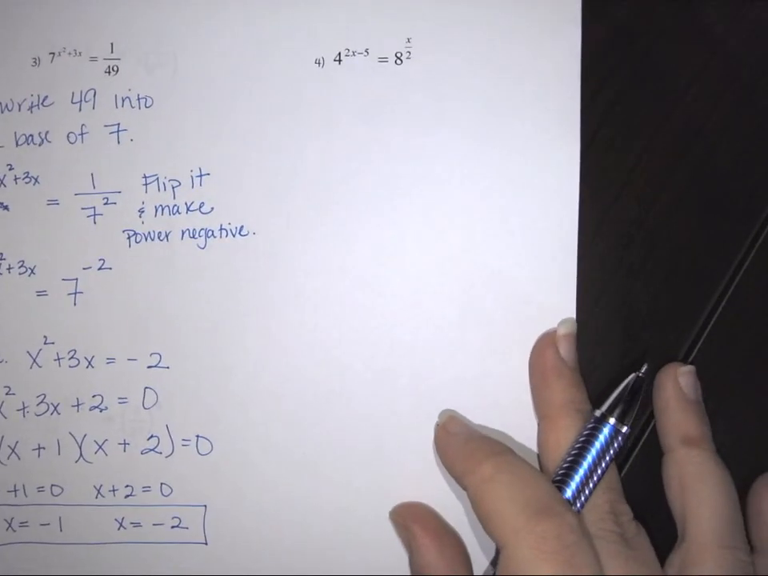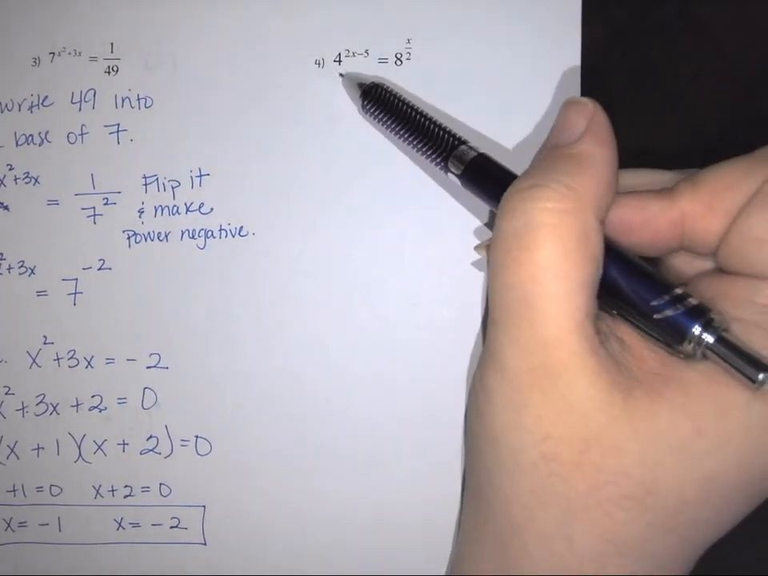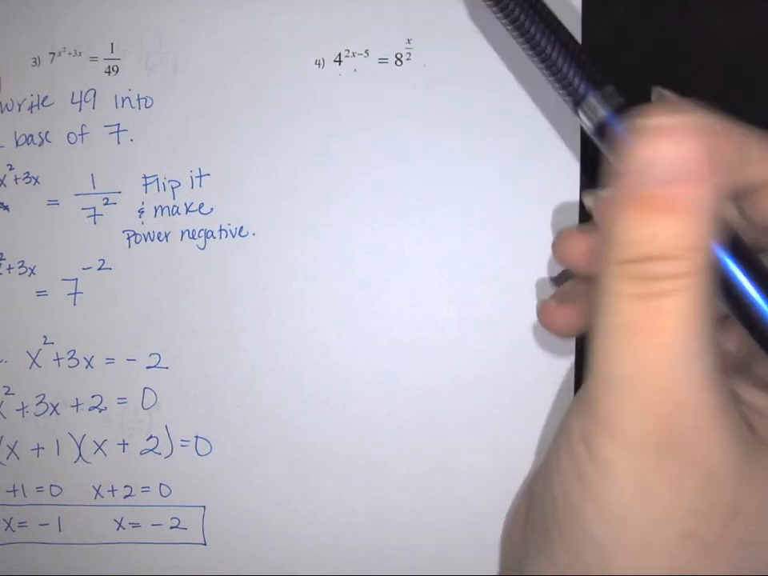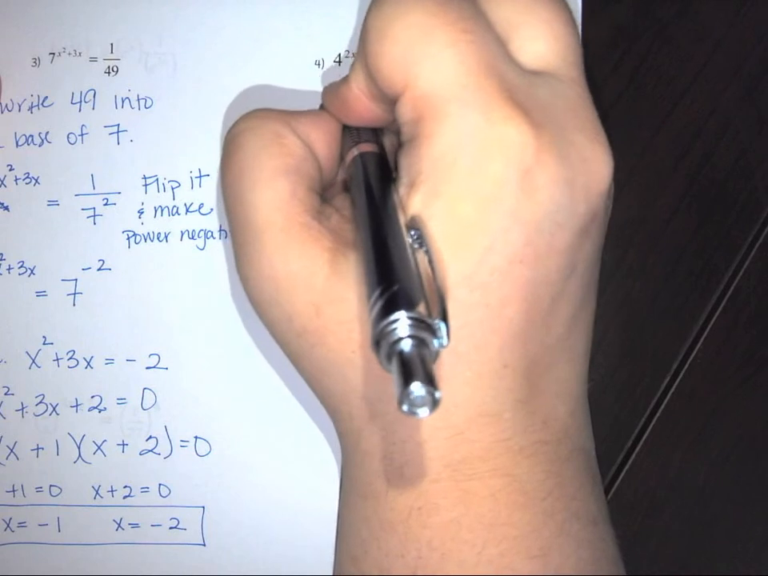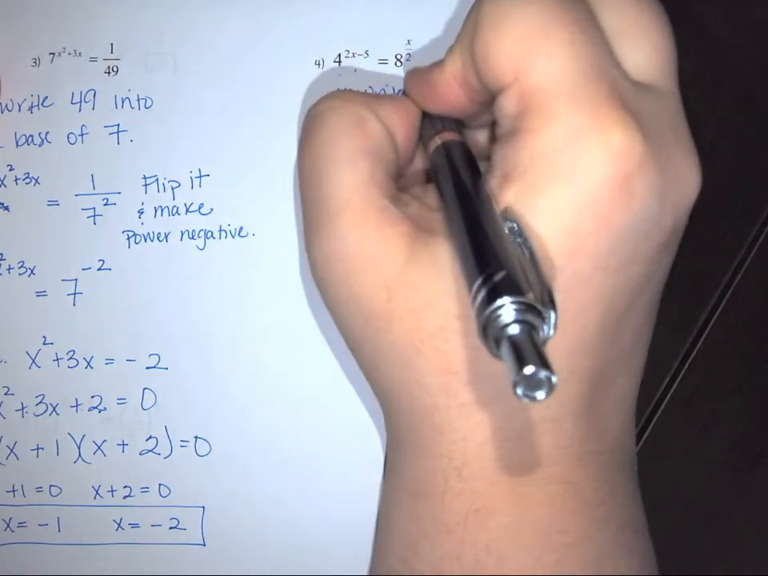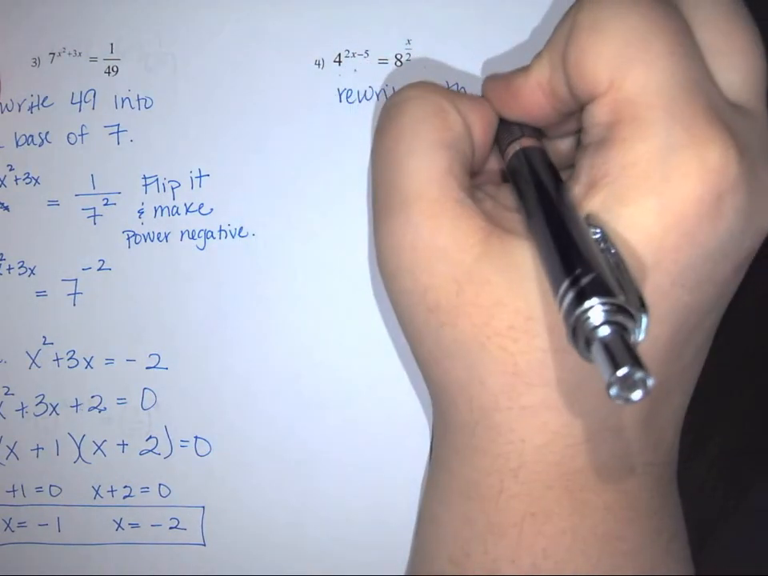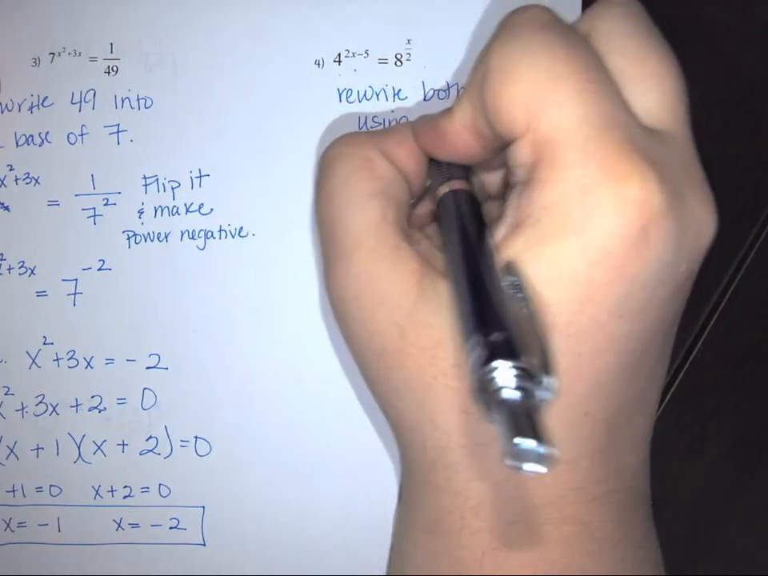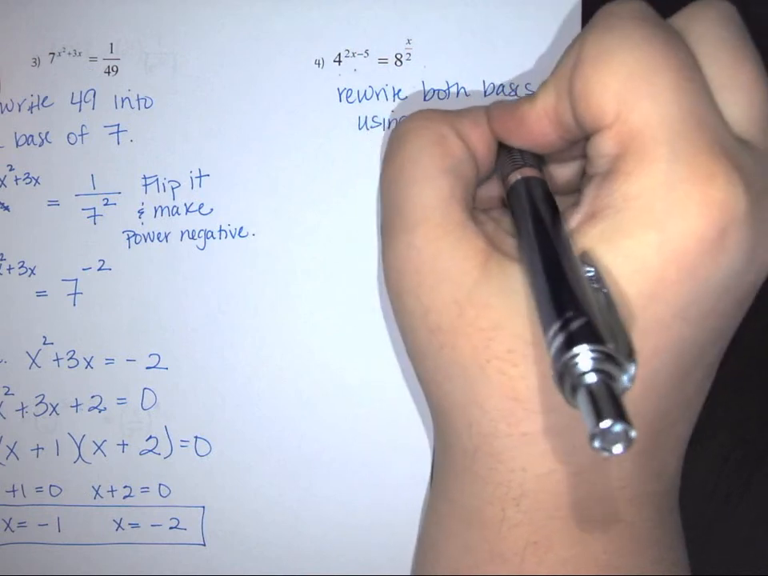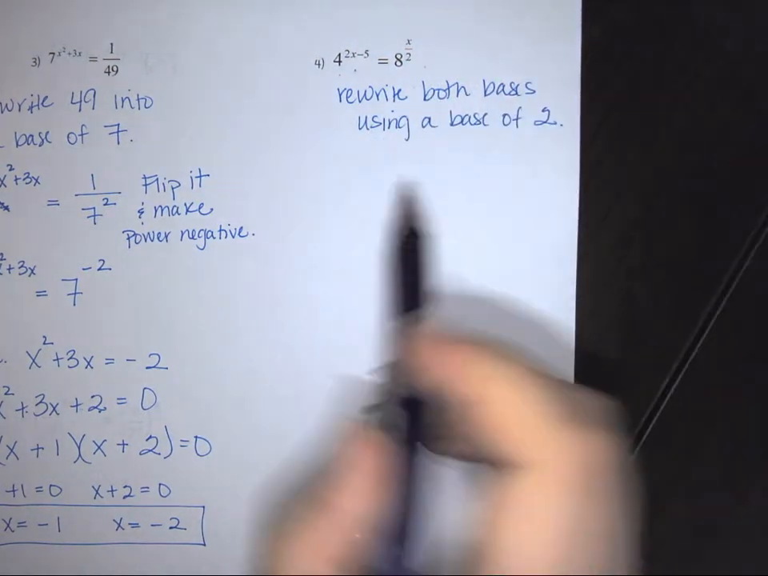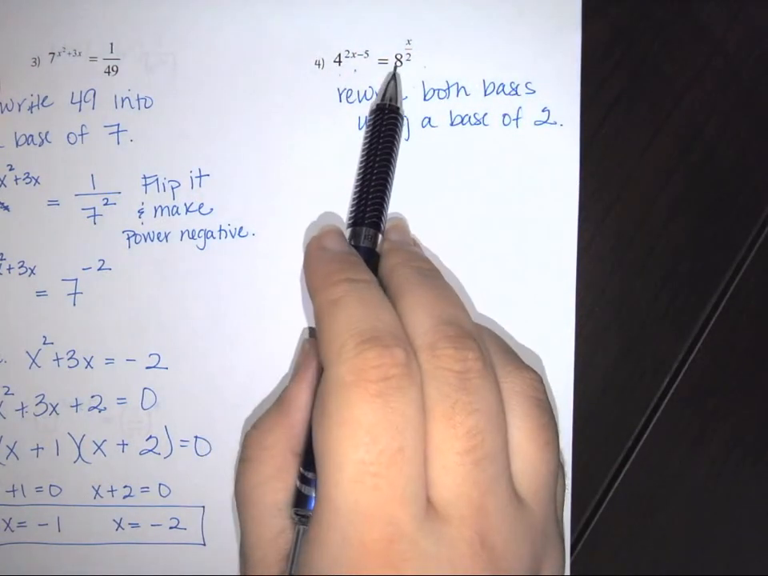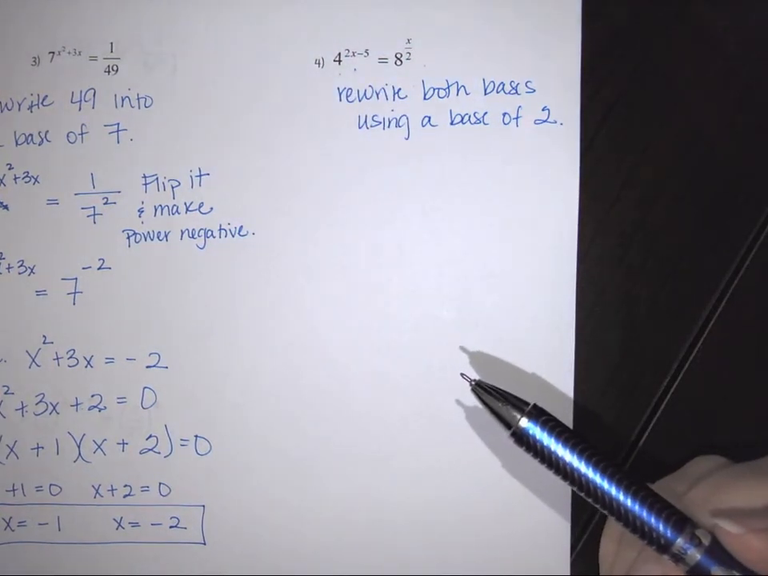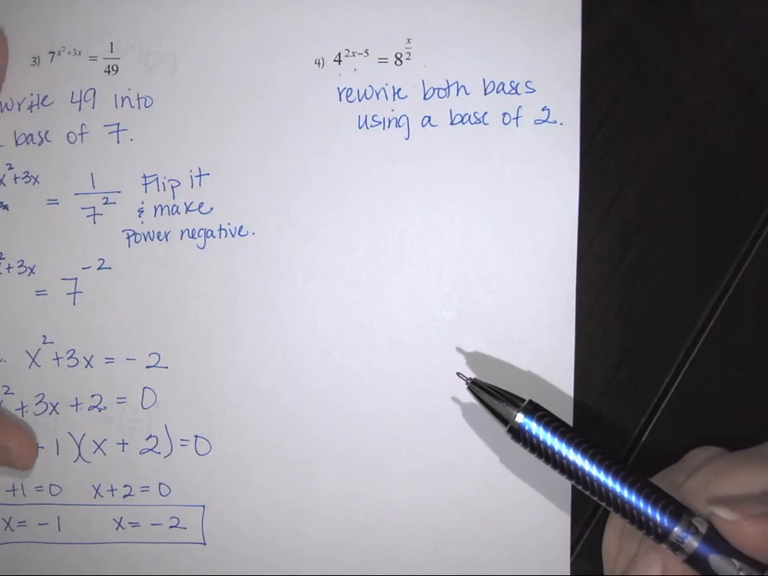Let's look at this one. I have 4 to the 2x minus 5 and 8 to the x over 2. So I want to rewrite both bases using a base of 2. Why? Because 4 and 8 both have something in common, which is 2.